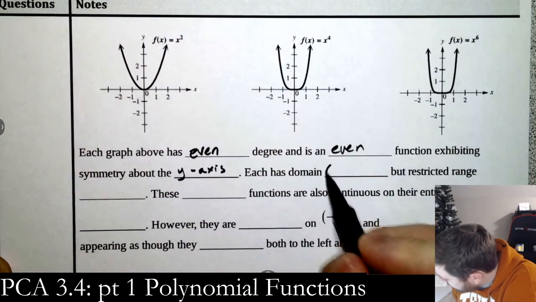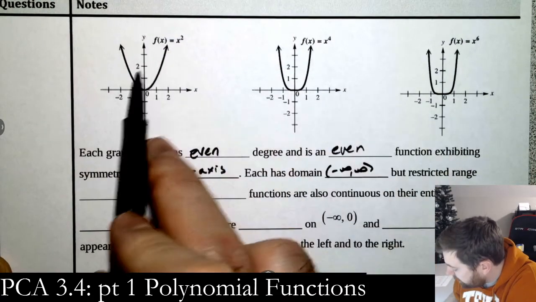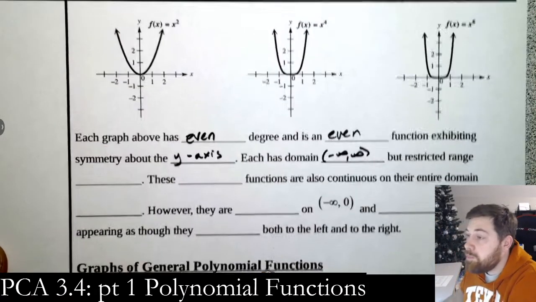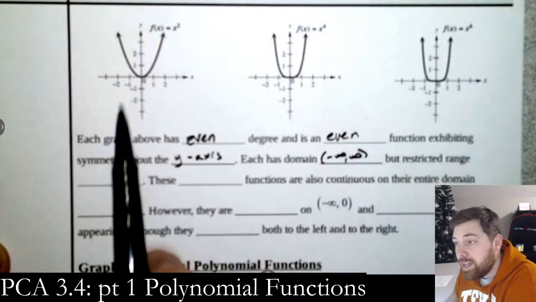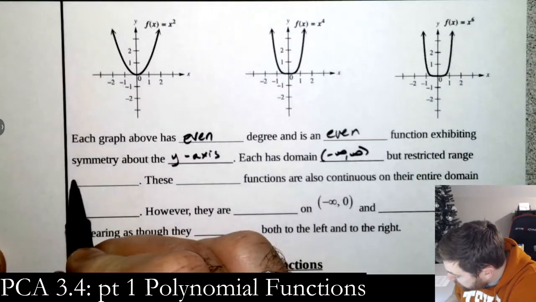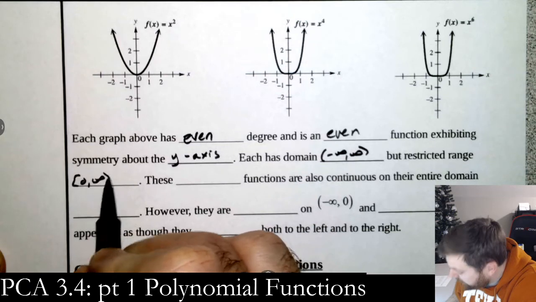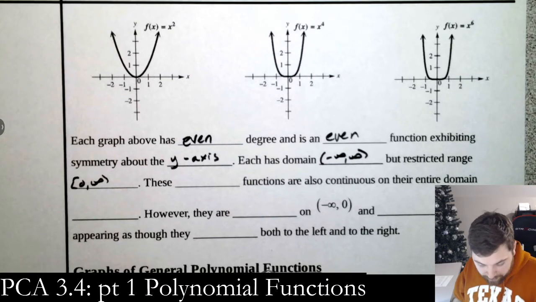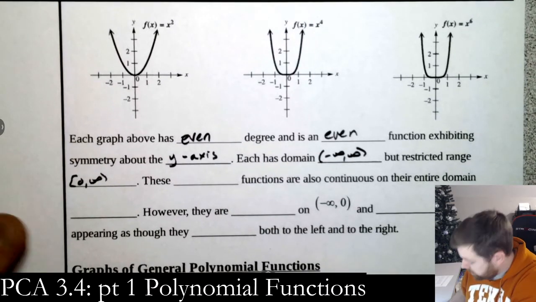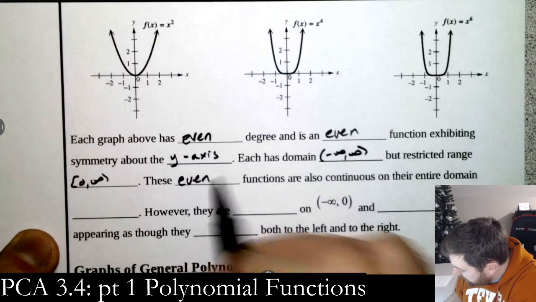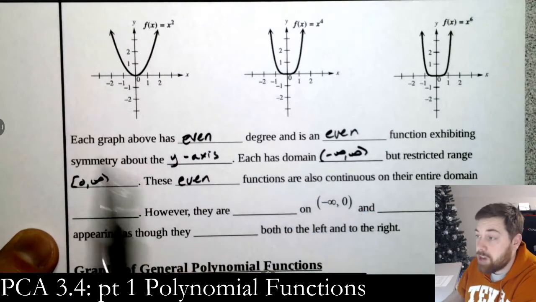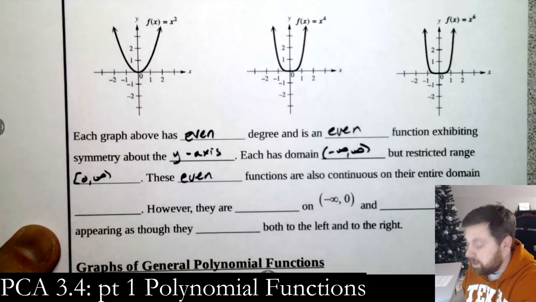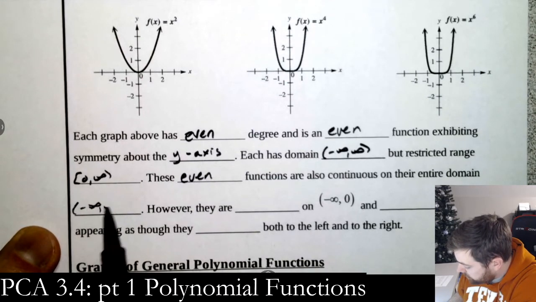Each one's domain is certainly negative infinity to infinity. You can put any x value in there. But the range on these ones is starting at 0 and going up to infinity, 0 inclusive. So this is where when you move this around, you're going to get kind of a tricky spot with that range, okay? Now, these functions are continuous. Again, they're even functions. On their entire domain, I can draw each one of these without picking up my pencil. And so the domain is negative infinity to infinity.